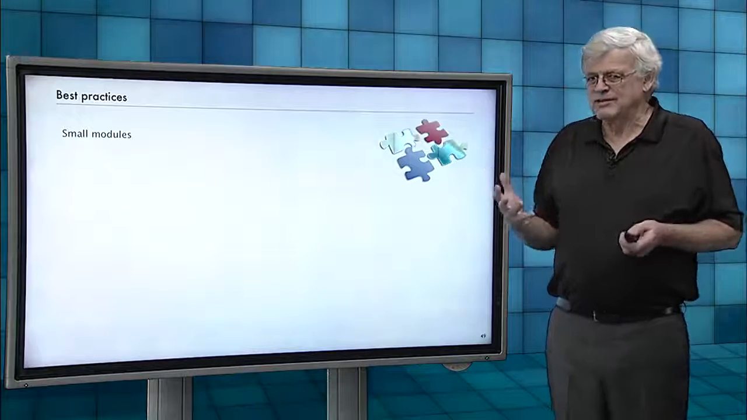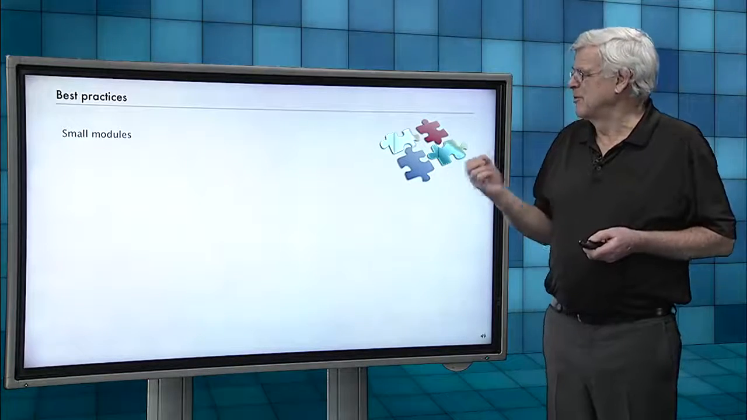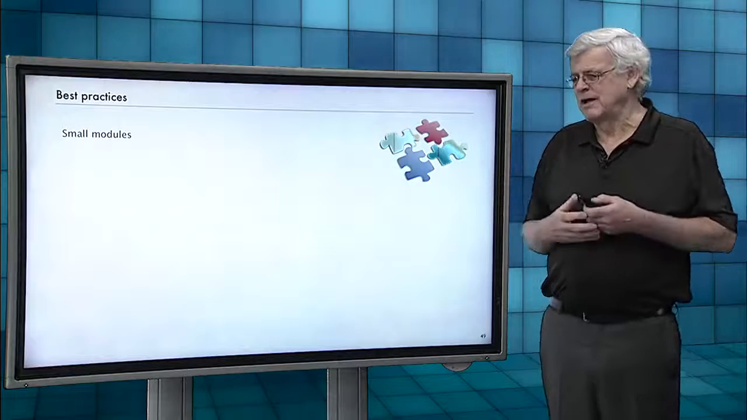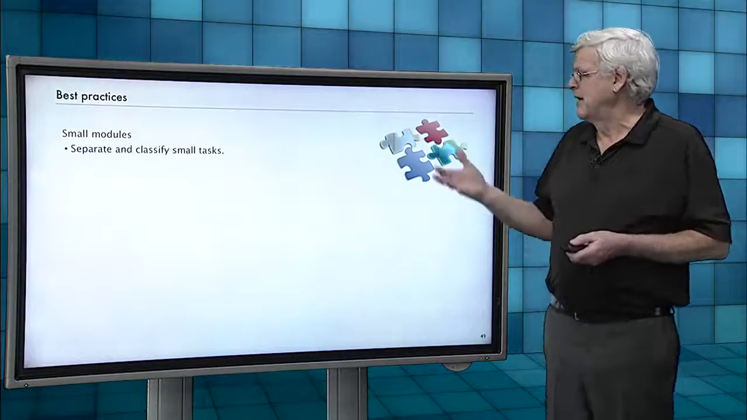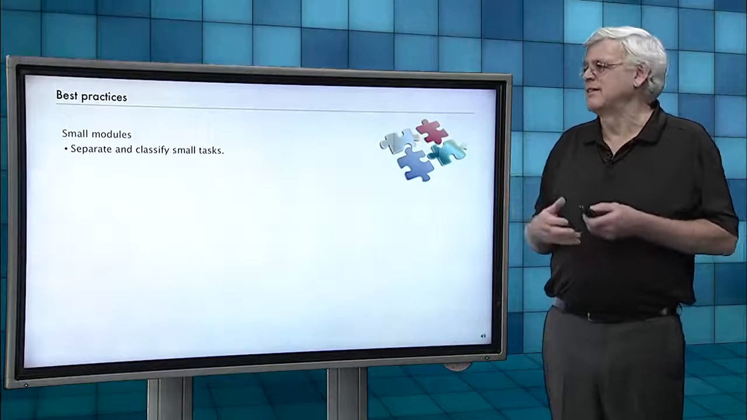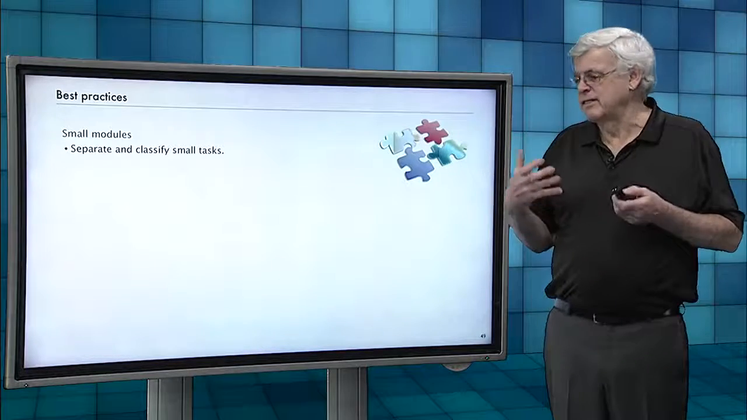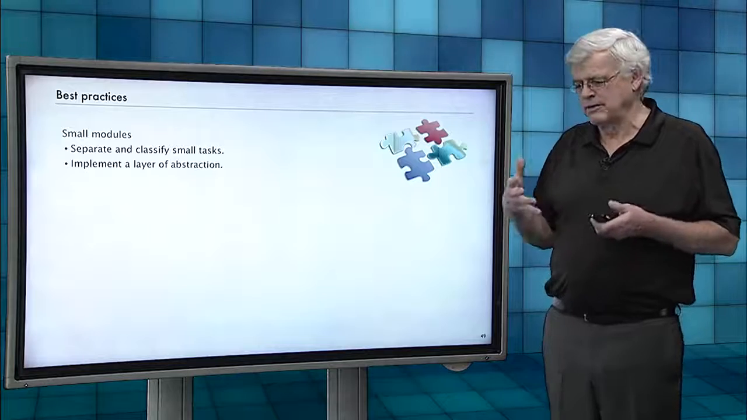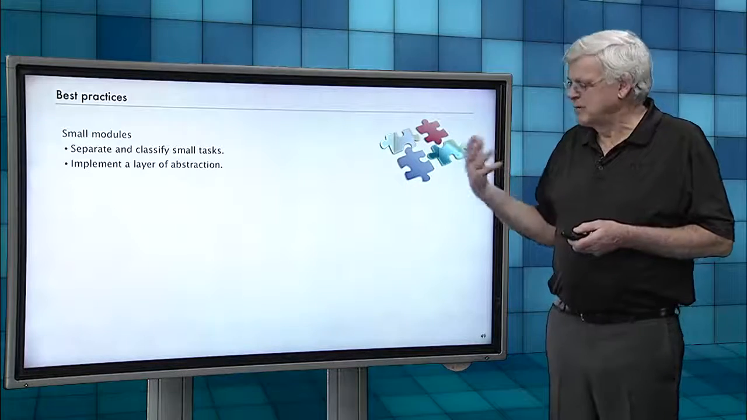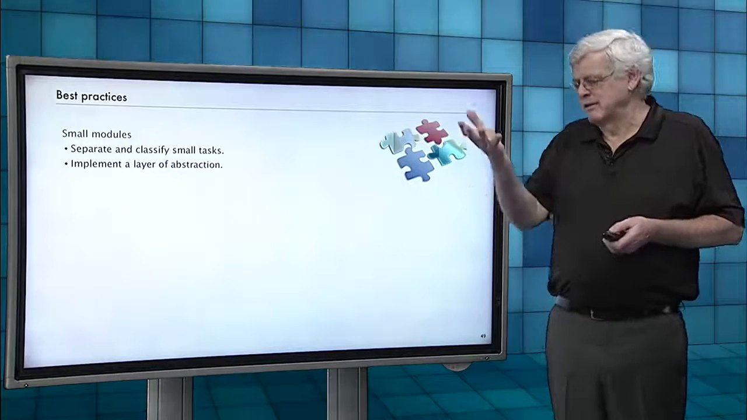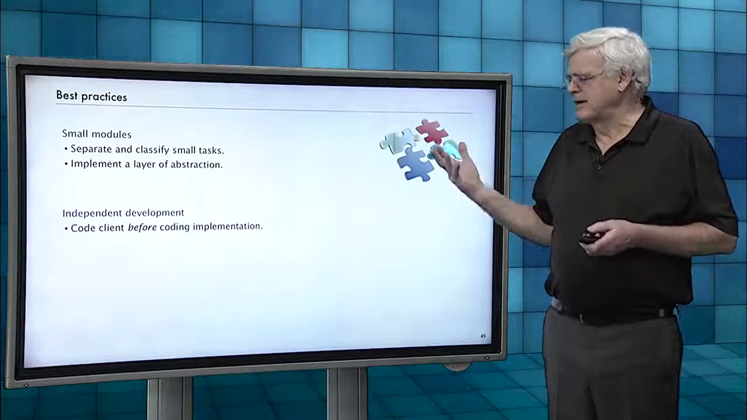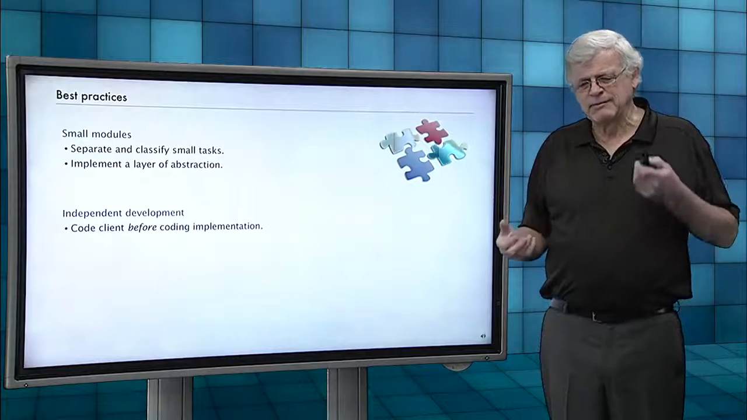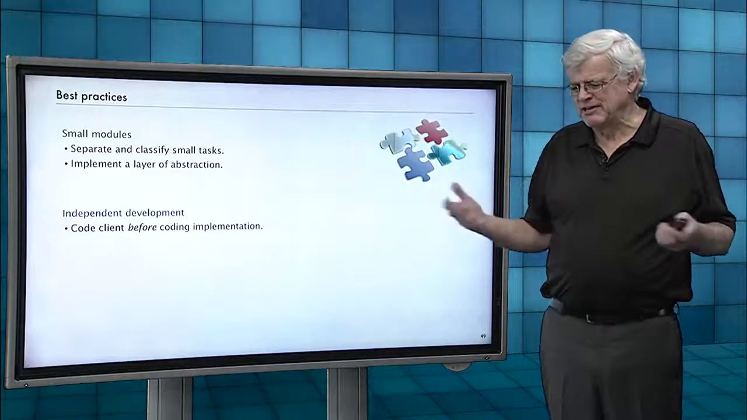So the best practices are to try to make your modules relatively small. If you have a big, long program, you want to break it into smaller pieces and separate and classify the tasks, and then think about how they're going to work together. Implement a layer of abstraction, like with random. You want to develop them independently. You don't want to be developing client and implementation together.